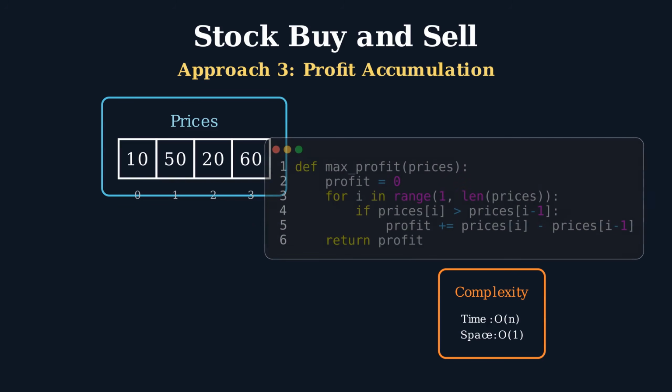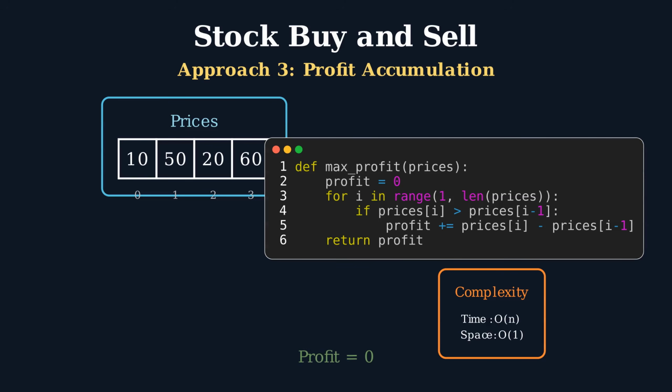Let's map this seamless crawling logic directly onto Python code. We start our loop at index 1, looking at a price of 50, and compare it to yesterday's price of 10. Since 50 is greater than 10, we have an upward segment. We calculate the difference of 40, and instantly add it to our running profit tally.